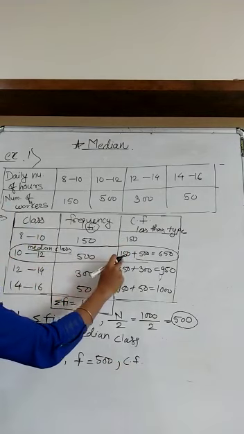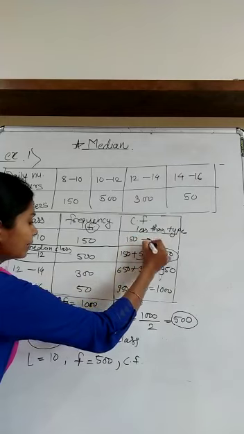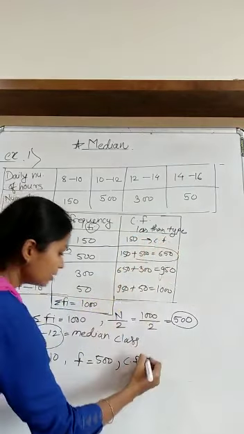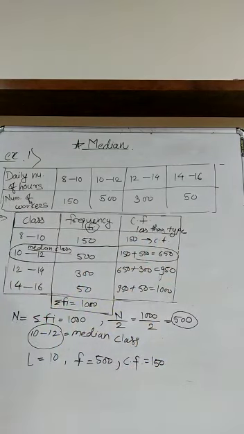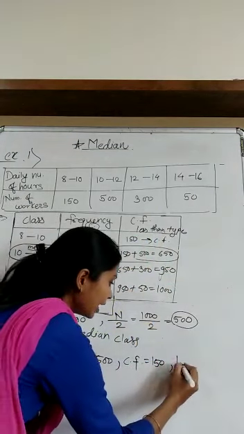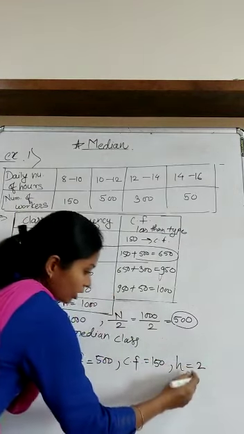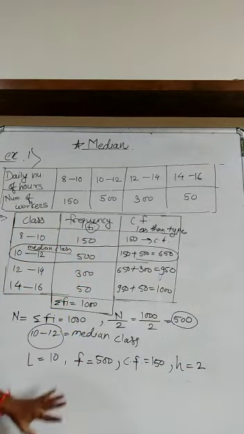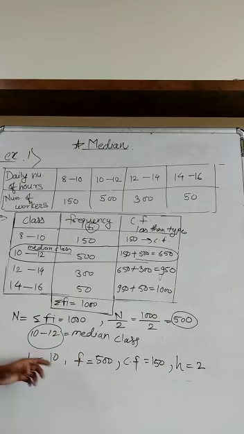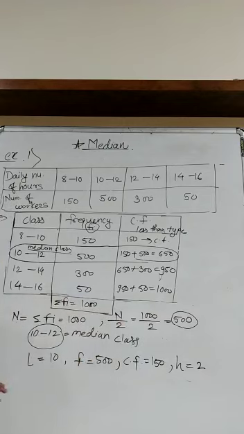Whichever class is your median class, the cumulative frequency of the class before it, that we will choose here. That is 150. We are going to take it as 150. Then h, the class height. Which class is your class? Median class 10 to 12. 10 to 12, how many numbers are there? Only 2. So the height, the width of that class, is 2. Now we are ready with the numbers for the formula. We will use these numbers in the formula and get the median.